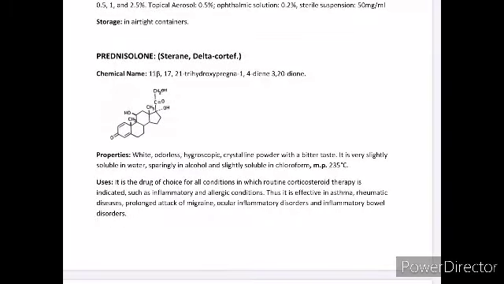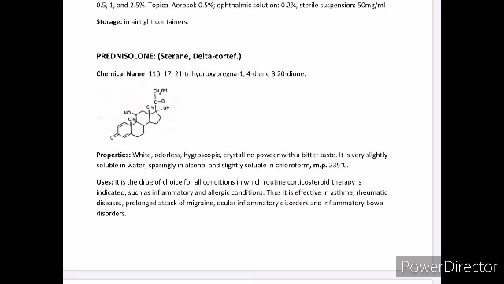We talk about prednisolone. This is 11 beta, 17, 21-trihydroxypregna-1,4-diene-3,20-dione. This is a white odorless hygroscopic crystalline powder, very slightly soluble in water, sparingly soluble in alcohol, and slightly soluble in chloroform, melting point 235.